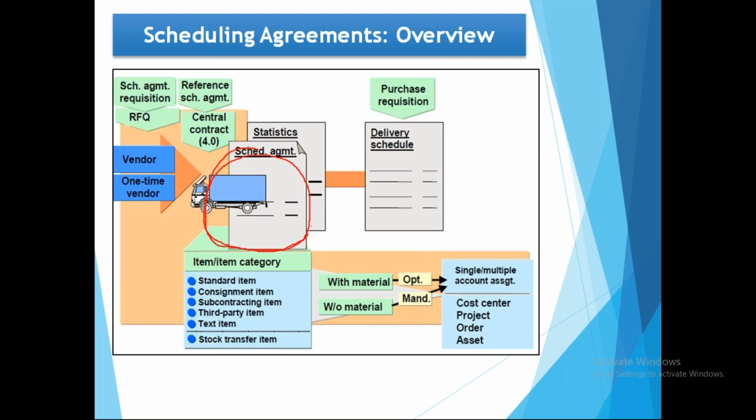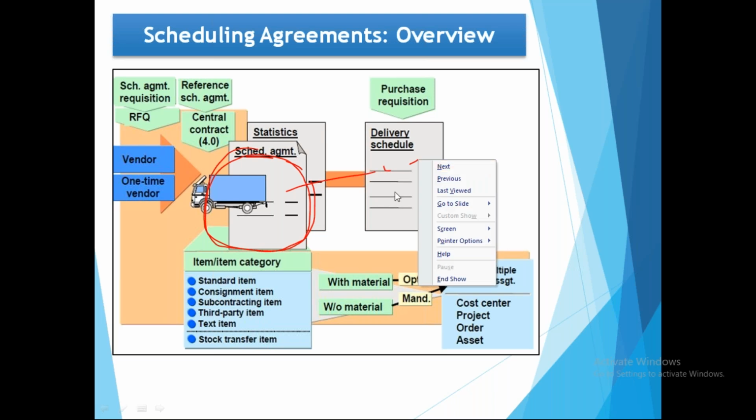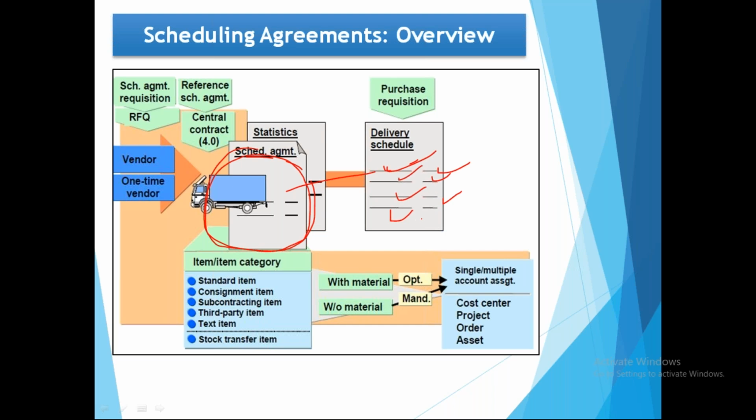You create a scheduling agreement with your vendor, and in that scheduling agreement, you maintain the delivery schedule also. On which date, how much quantity he has to deliver, everything you will be giving to him. So you will have a delivery period also. You will give it to him. That's what will happen. So you create a scheduling agreement, and with that scheduling agreement, you will give the delivery schedule to him.